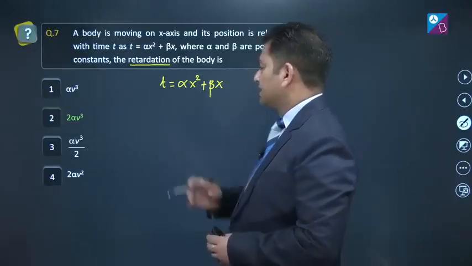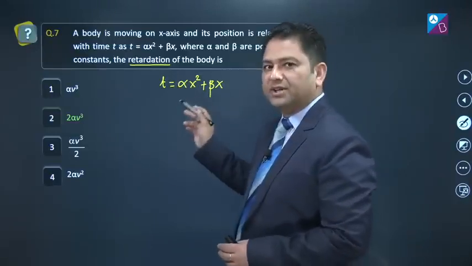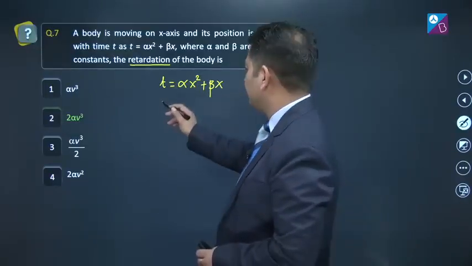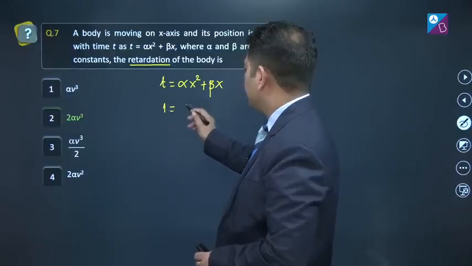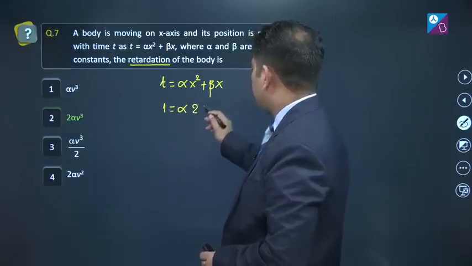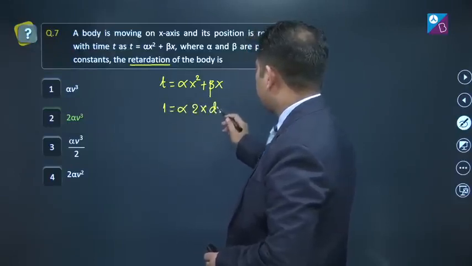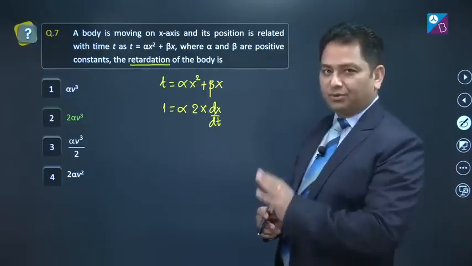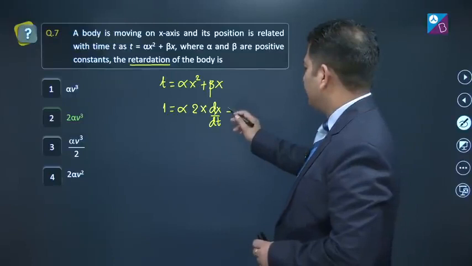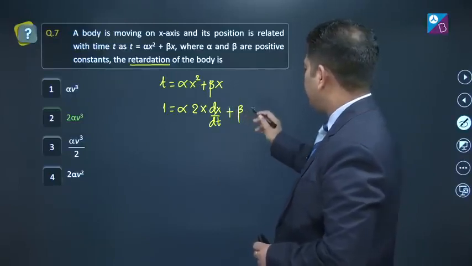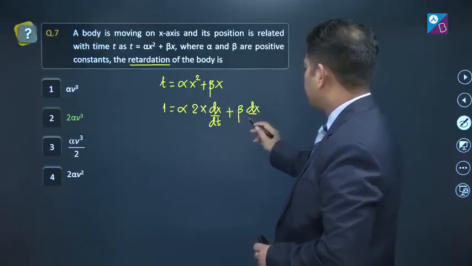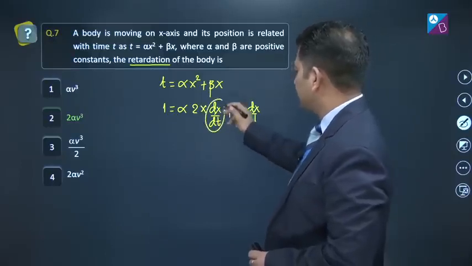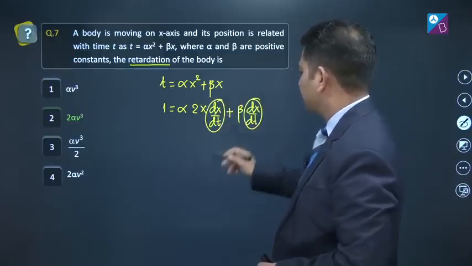So what we'll do is that we will differentiate the whole expression with respect to time. So derivative of t with respect to time is 1. This becomes 2x multiplied by dx by dt. Remember, we are differentiating with respect to time. और ये बनेगा beta derivative of x with respect to time, this will be dx by dt. Now carefully notice, this is velocity.